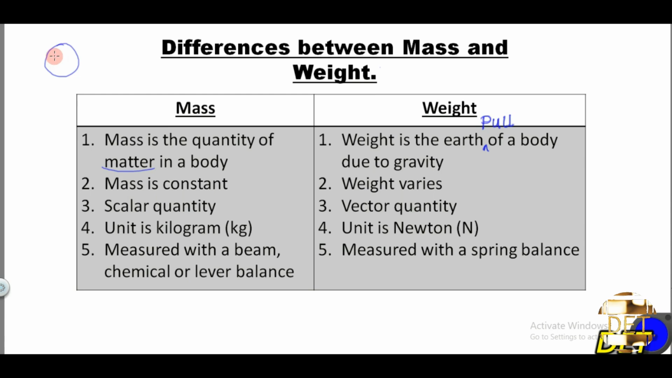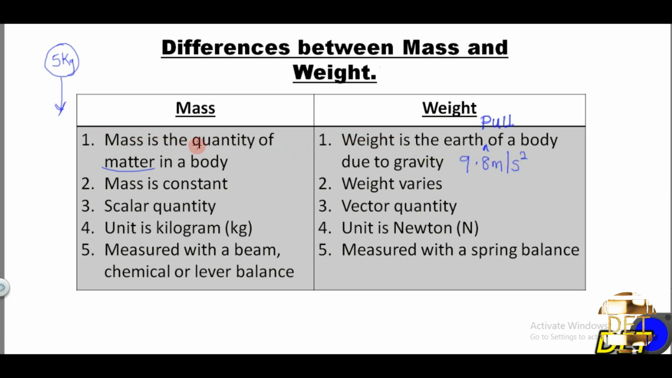This mass, let's say the mass is 5 kg, is going to be pulled down. If I throw it up on the earth's surface, it will come down with a force. That force is due to the weight of the body. That force is the weight of the body. So weight is the earth pull of a body due to gravity. And the value for acceleration due to gravity on the earth's surface is 9.8 meters per second square.